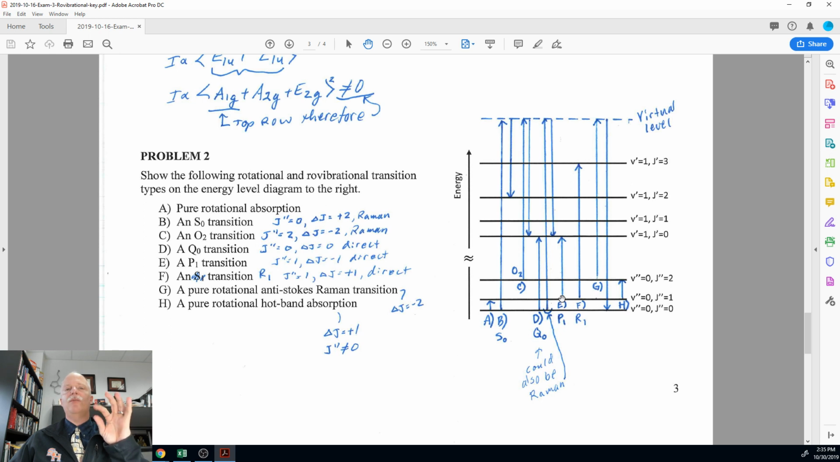So P, Q, and R branches are a direct absorption or emission. O, Q, S are the Raman transitions. So delta J minus 2 is O, P is minus 1, Q is 0, R is plus 1, and S is plus 2. So those are all of your delta J values for the OPQRS transitions.